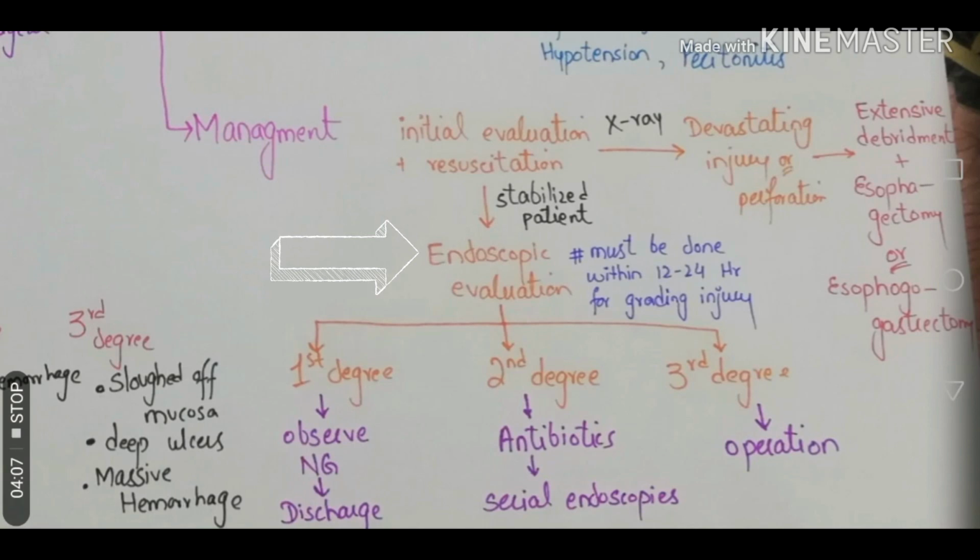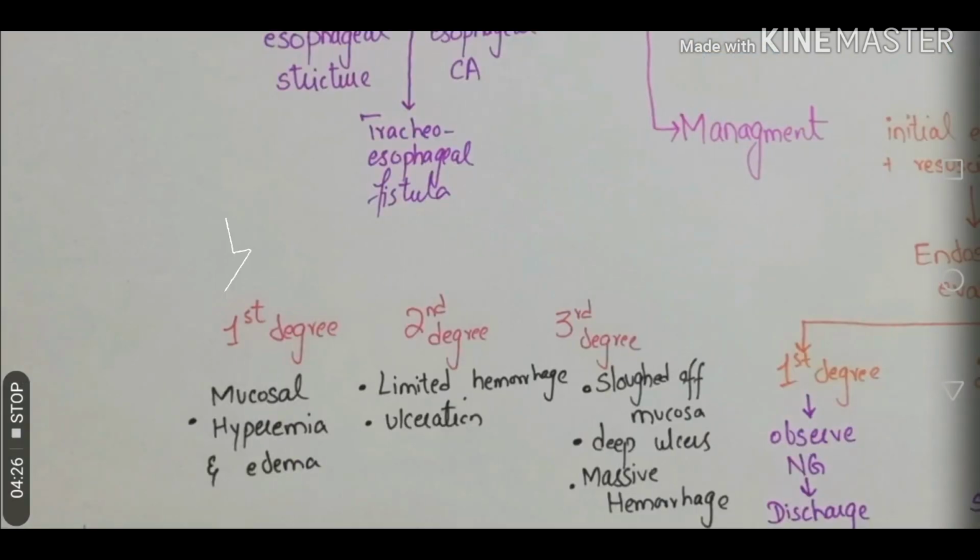An endoscopic evaluation is a must within 12 to 24 hours of ingestion for grading the disease. First degree damage is defined when there is only mucosal hyperemia and edema. Second degree is when there is limited hemorrhage, along with ulceration. Third degree is when there is slough of mucosa, deep ulcers, massive hemorrhage, and a lot of dead tissue.